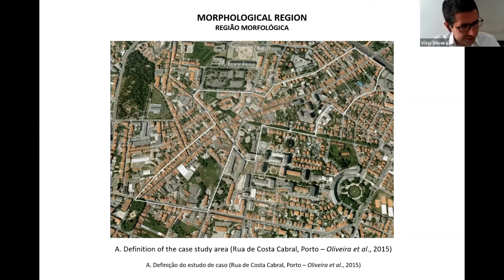So the last part, and I will try to be fast, although we started a little bit later. I try to do this in just 5 minutes to have like 10 for talking. The last part is about the morphological region concept and its potential to be applied in practice.